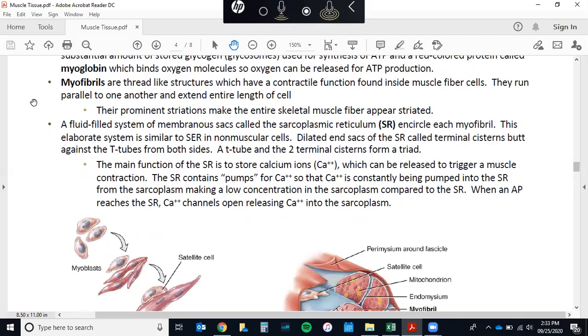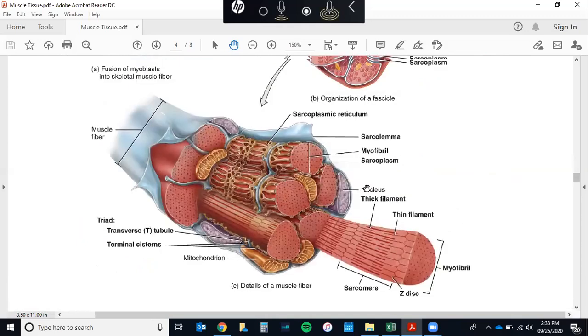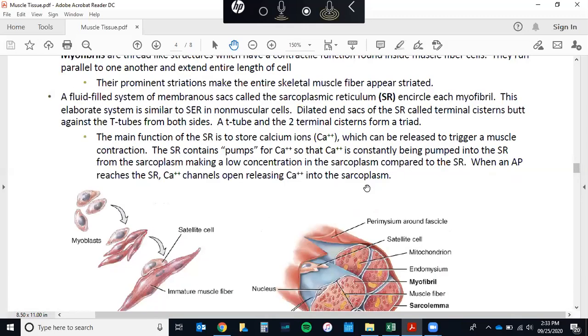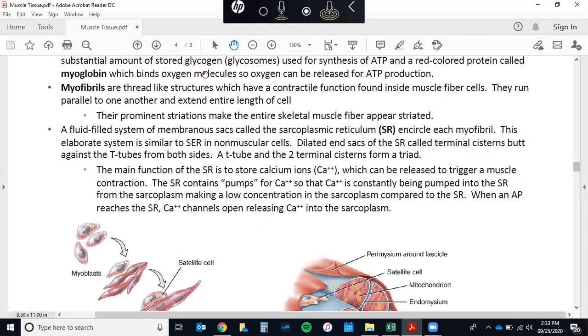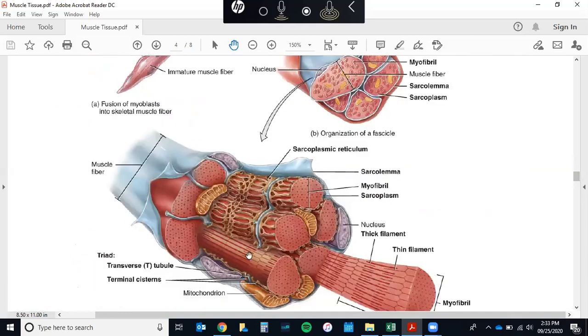Okay, let's talk about myofibrils, something I've been mentioning already. You can see our cells have many of them. I can basically describe a myofibril as the contractile organelle of a cell, because they are the thread-like structures that have the contractile function, meaning that they are what contract, causing the muscle fiber to shorten. As you can see, they run parallel to one another.